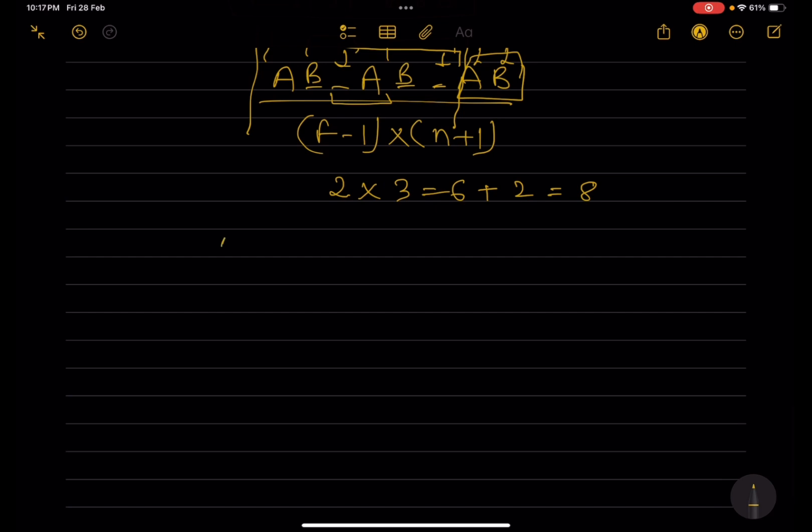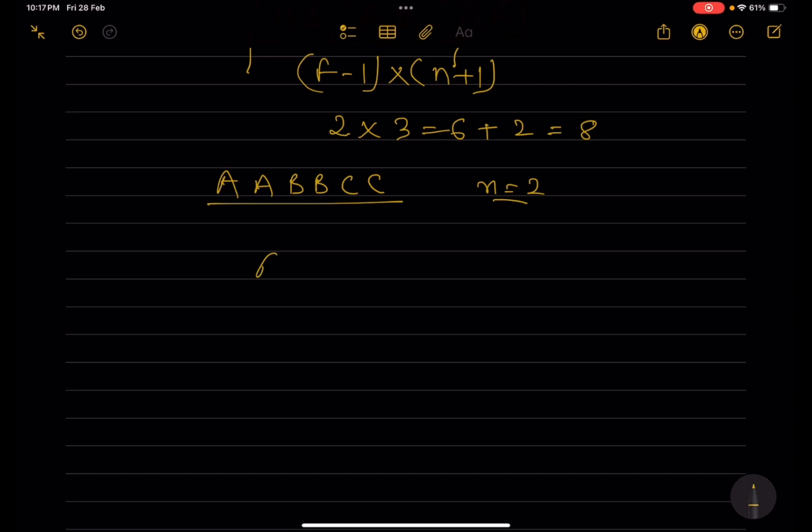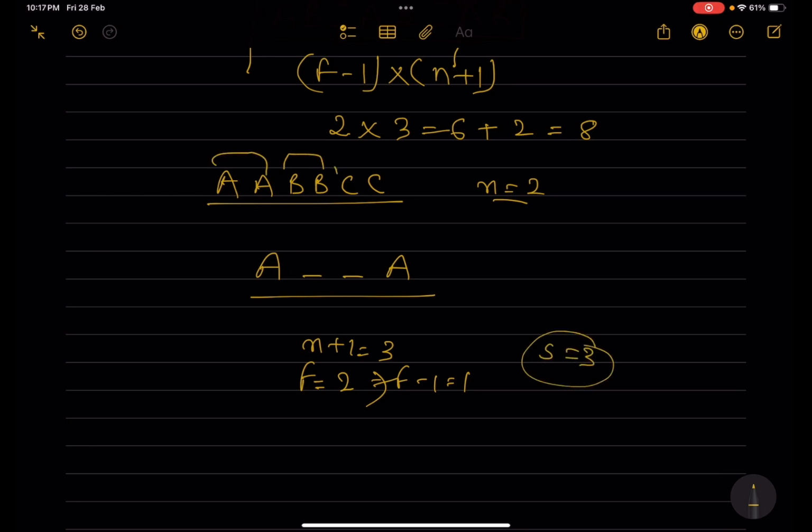Let's take 3. For example, a, b, c. Again we are having n is equal to 2. So let's place a first. So what we have, n is equal to 2 we have. So n plus 1 is equal to 3. The maximum frequency is 2. So f minus 1 is equal to 1. And s is equal to 3, because all of these having the same frequency 2, which is a maximum frequency, and there are 3 types of tasks which are having the same frequency, that is maximum.